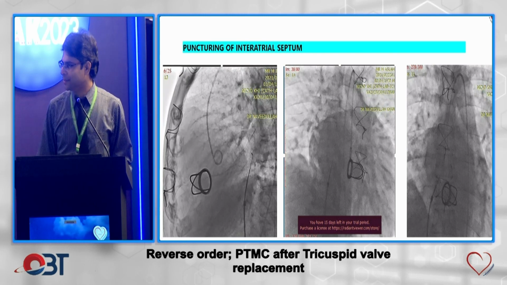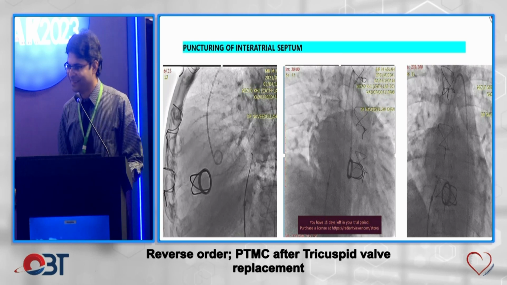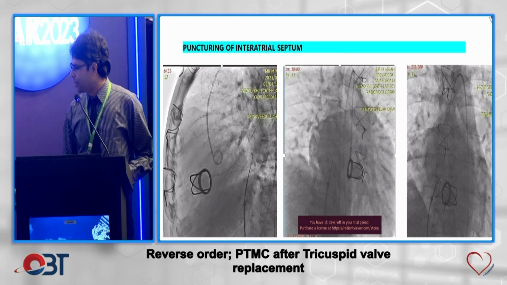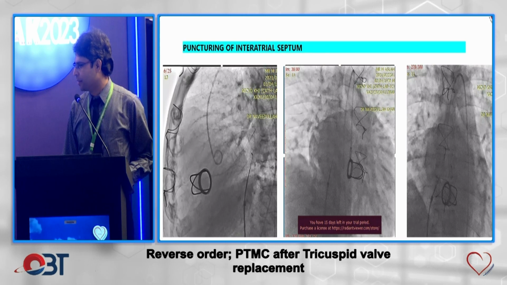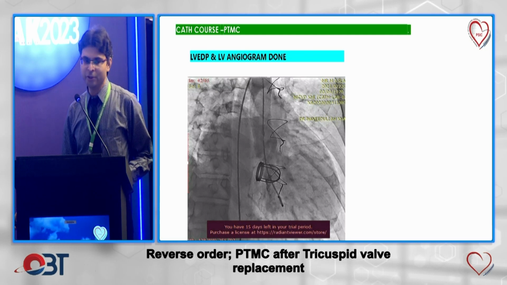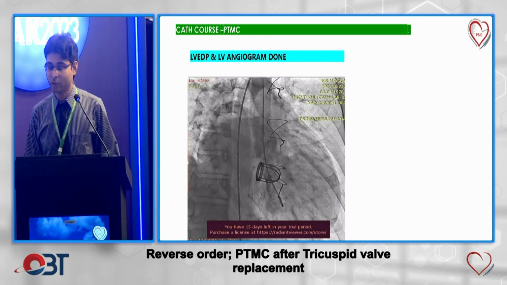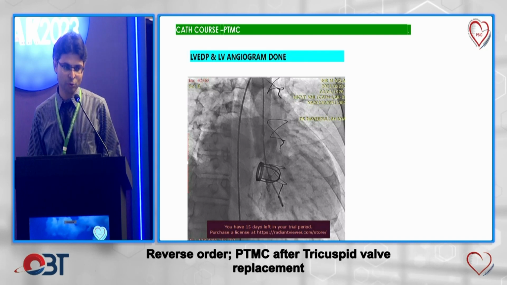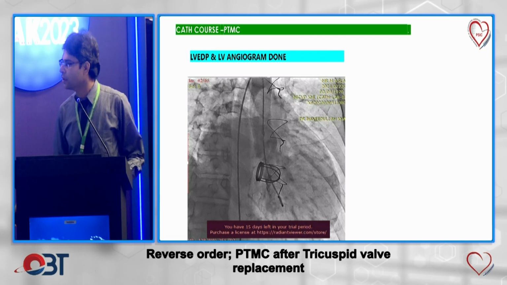We skipped that step, and we started with the LV EDP and started the procedure. In that case, we didn't take the RV pressure because the tricuspid valve is there and the INR was in subtherapeutic range. If we touch the tricuspid valve, it might lead to thrombotic complications.